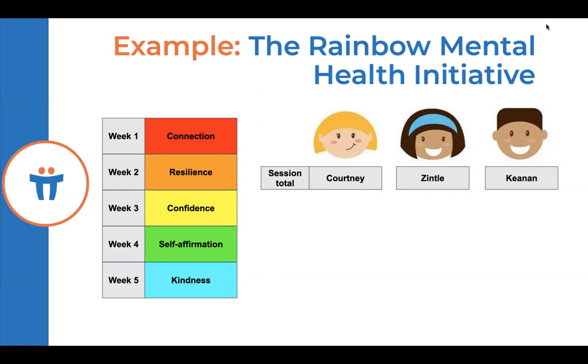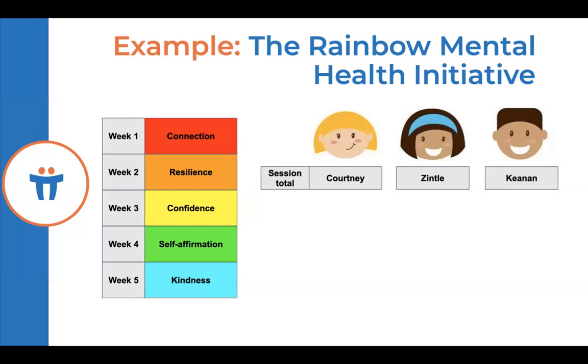So what we've got is an imaginary charity, the Rainbow Mental Health Initiative, and we have 3 beneficiaries: Courtney, Zintle, and Keenan. And we have a 5-week program. That might not line up with your program, but this one's just 5 weeks and we cover a different topic each week. In week 1, we discuss connection, so making interpersonal bonds. Week 2, resilience, so responding to challenges as they happen. Week 3, confidence, so that's going out into the world and being confident in yourself. Week 4, self-affirmation, so that's saying kind words to yourself. And week 5, kindness, being kind to other people.